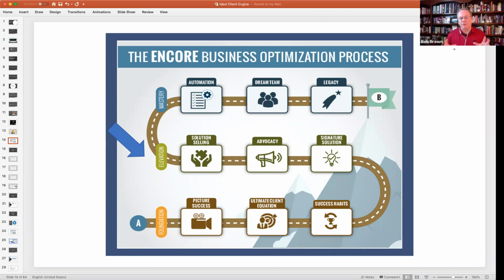I'm not going to go through them in full detail, but I wanted to show you this to start the presentation as we get into the shifts, because we're going to spend a lot of our time today where the blue arrow is pointing, on the elevation stage of my process, which includes developing a signature system, making sure you have advocacy in place, and also solution selling. They're critical to building your business, to elevating your business, to taking you to that next level of success.